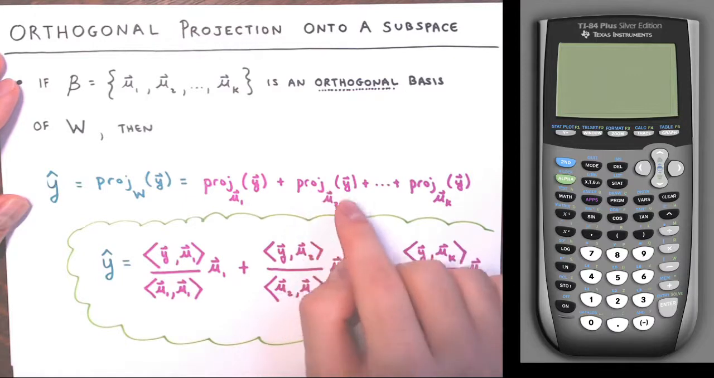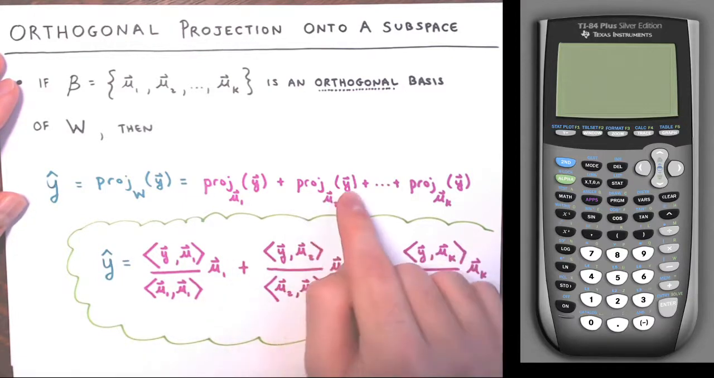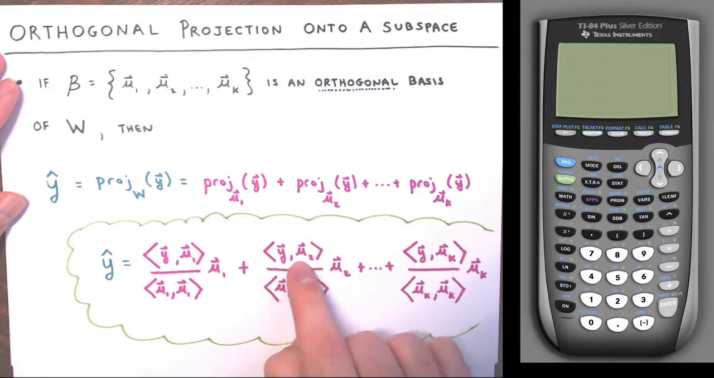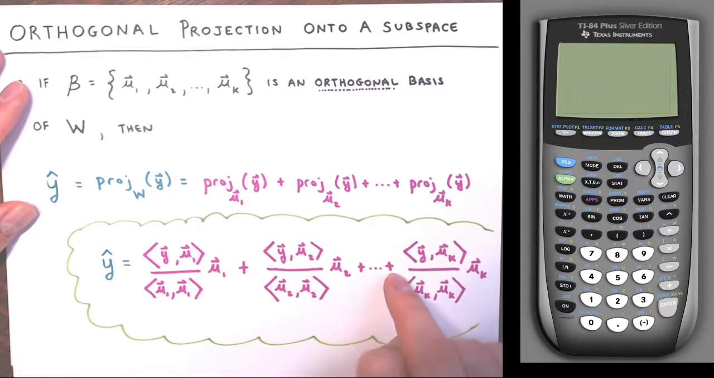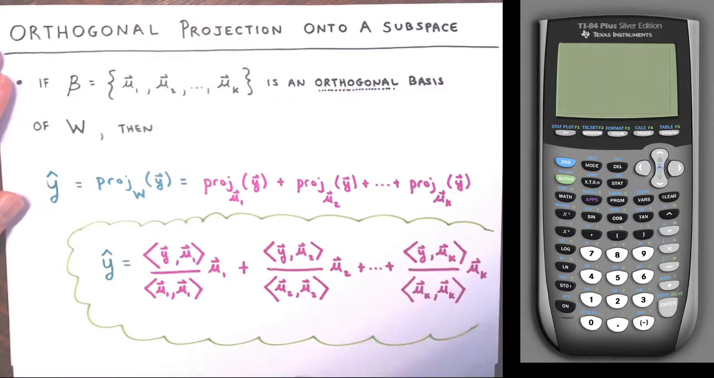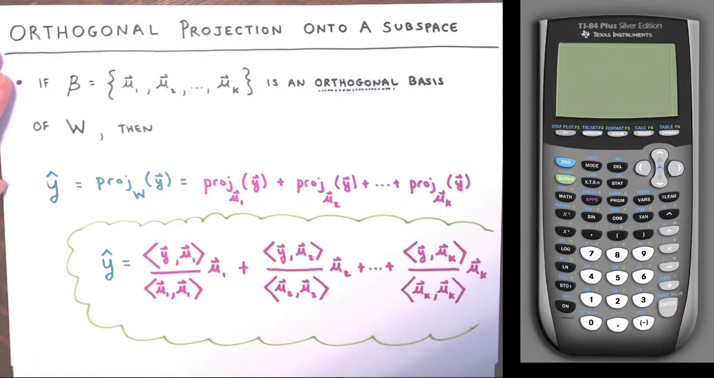And the projection, and again I'm just replacing u1 with u2 with uk in all these. The projection of y onto u2 would be the inner product of y with u2 divided by the inner product of u2 with itself, times the vector u2, plus the projection of y onto uk, same thing just with uk's everywhere. And the sum of all these projections will give me what's called the orthogonal projection of y onto W.